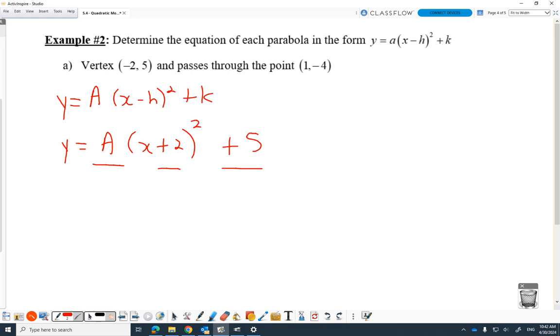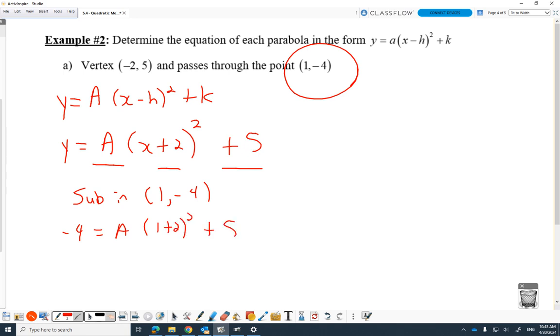Do you see how it's the same as y equals mx plus b? Remember we had to know the b, and we're like, what are we going to do? Yeah? Sub in 1, -4. And it looks bad. Looks like a big hairy mess. But it's not really. What's 1 plus 2? 3. That's not so bad. It's just a lot of steps. What's 3 squared? 9.